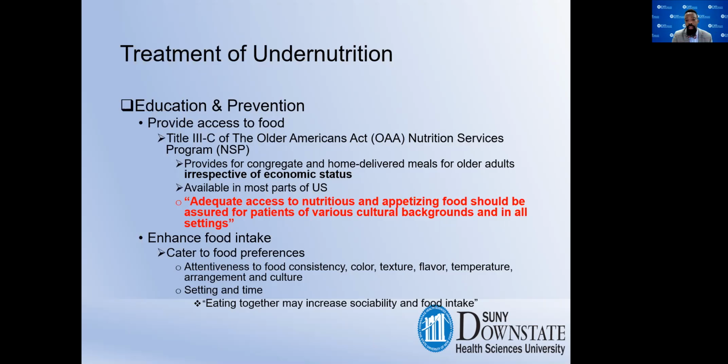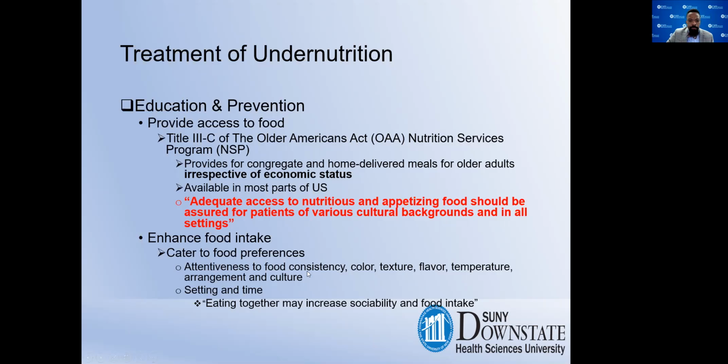food. And this is really good because there's an Older Americans Act, right? That promotes, so the Title 3C of the Older Americans Act, Nutrition Services Program. So it's a program for older adults. It provides for meals to be delivered to older adults, whether at home or in a congregate setting. And my understanding is this is available throughout the U.S., in many parts of the United States.